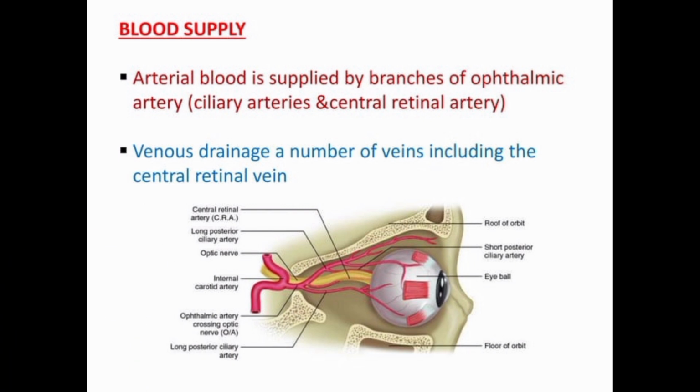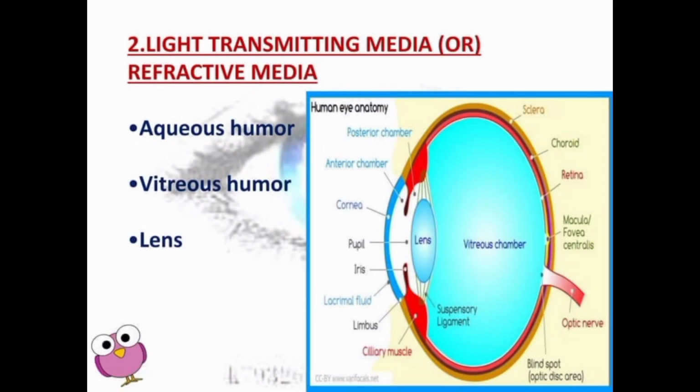Blood supply. Arterial blood supply is by branches of the ophthalmic artery, ciliary arteries and central retinal artery. Venous drainage. A number of veins including the central retinal vein. Light transmitting media or refractive media, which are aqueous humor, vitreous humor and lens.